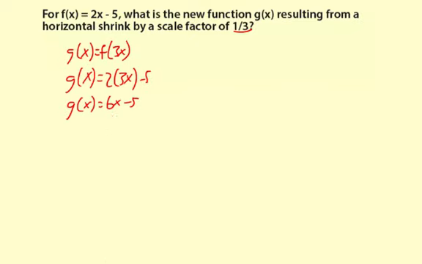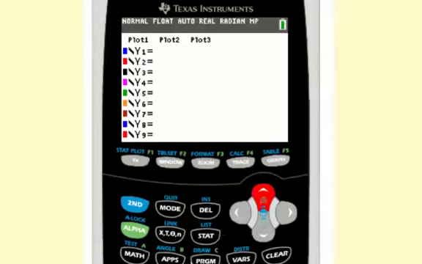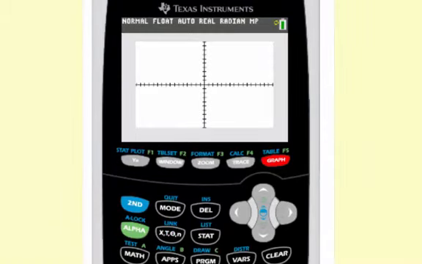Let's graph and verify. So f of x is going to be equal to 2x minus 5. And we're saying the shrunken function will be g of x equals 6x minus 5. So there's f of x, 2x minus 5, and there's g of x. Okay, now notice that the y-intercepts are the same. That means it's a horizontal shrink, and it's a shrink by a factor of 3.